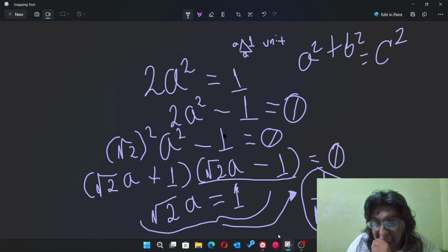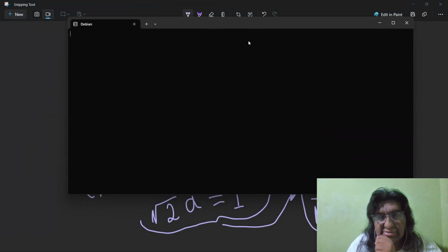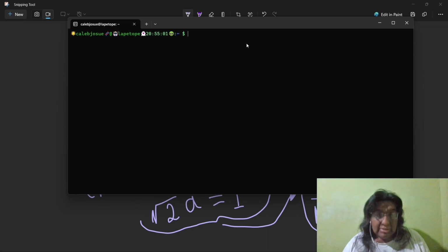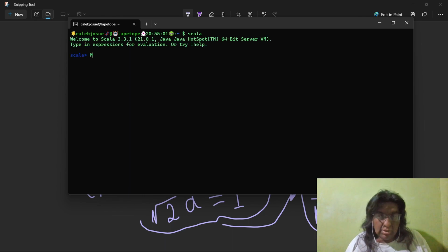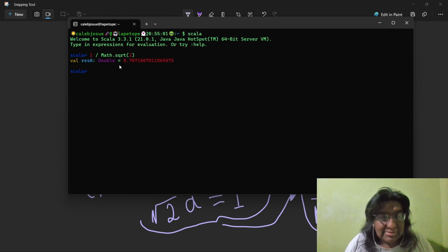I have over here this instance of Debian, and I have this Scala, and I will compute. Well, the computer will do it. I will express this computation, the square root of 2. And look at this. This is the answer.